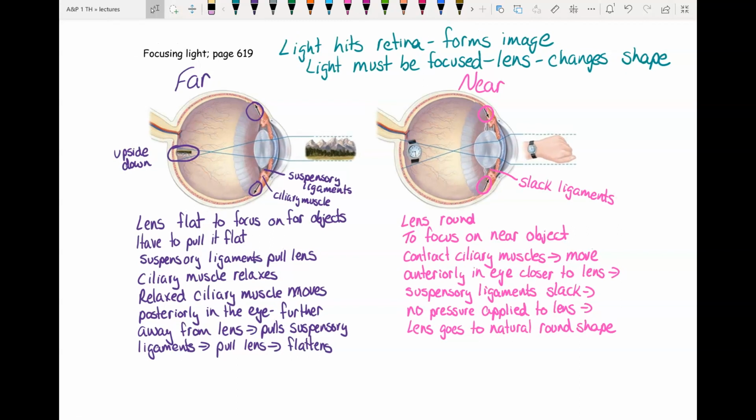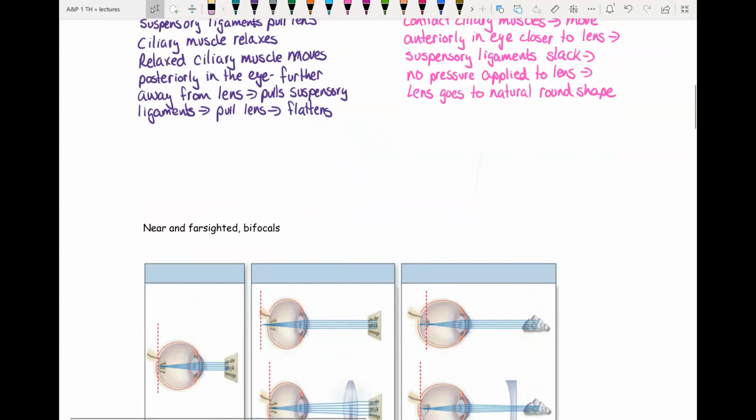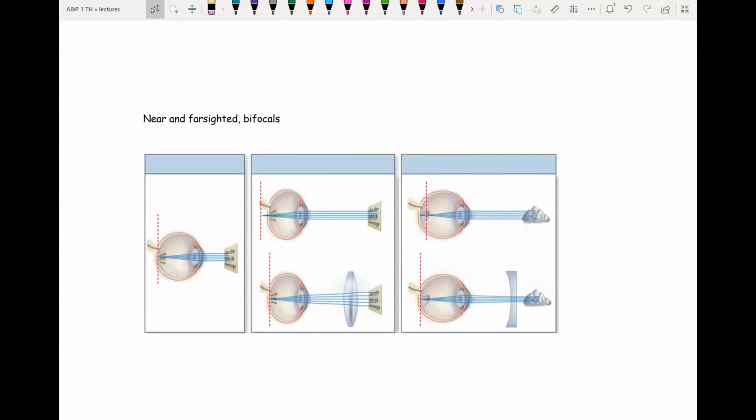So that's how you work to focus the light. Now you can have problems. A lot of people have glasses because they have problems with focusing the light on the retina. Now this is not a comprehensive list of everything that can possibly go wrong with your eyes. So I might go through this and you might think, well, but my eyes do this or my eyes do that. We don't have time to cover every possible problem with the eyes. So we're just going to cover a few basics in the problems that can happen.